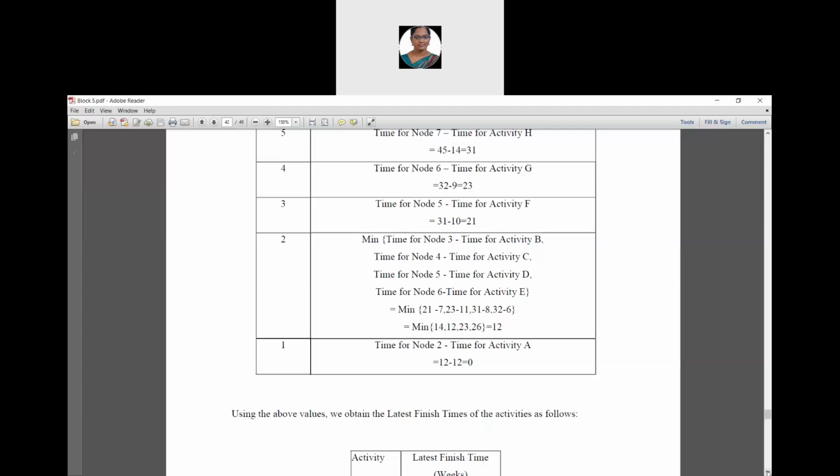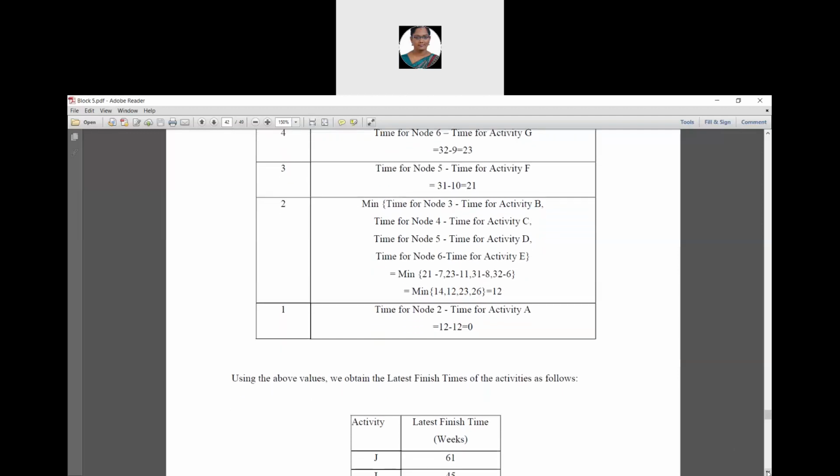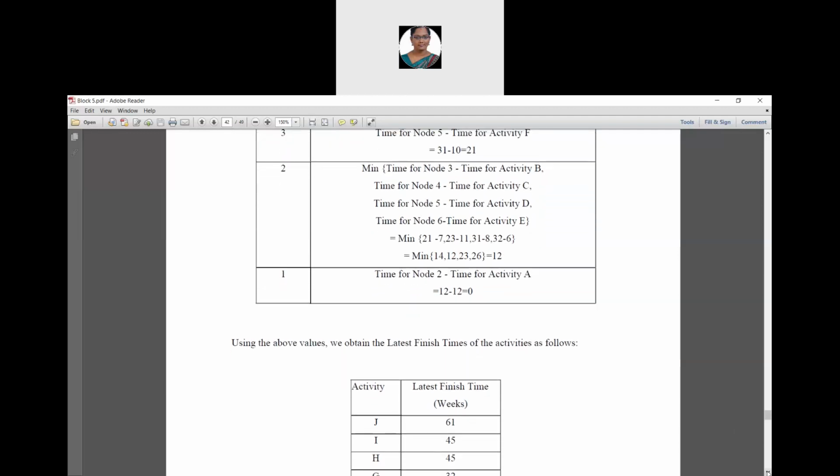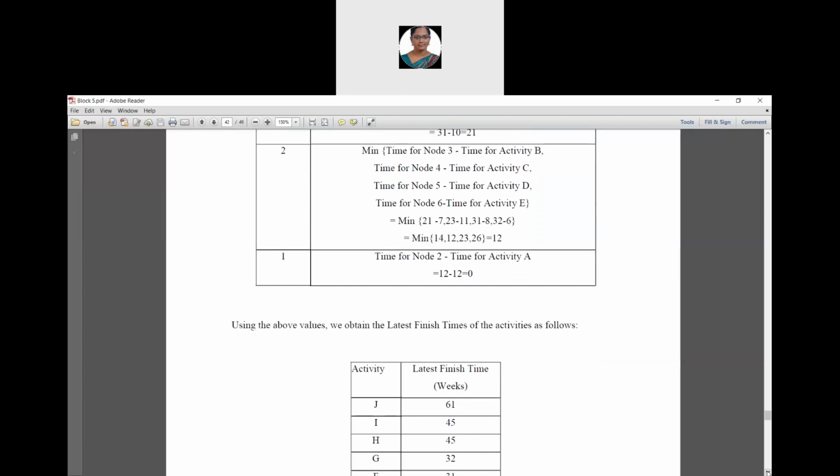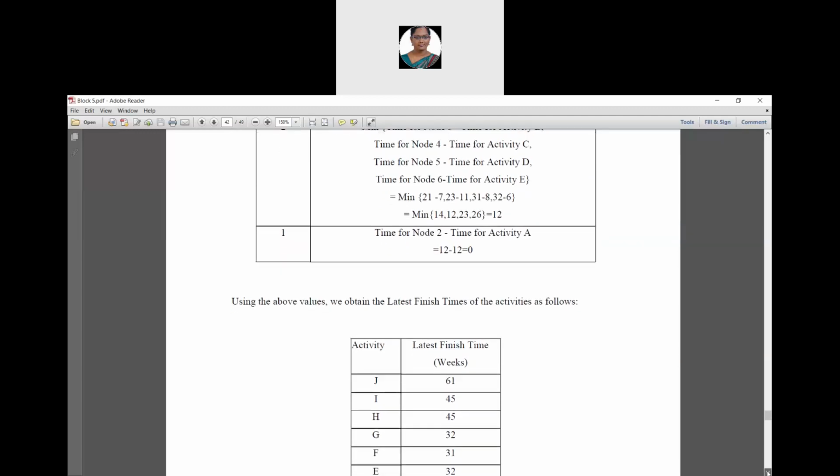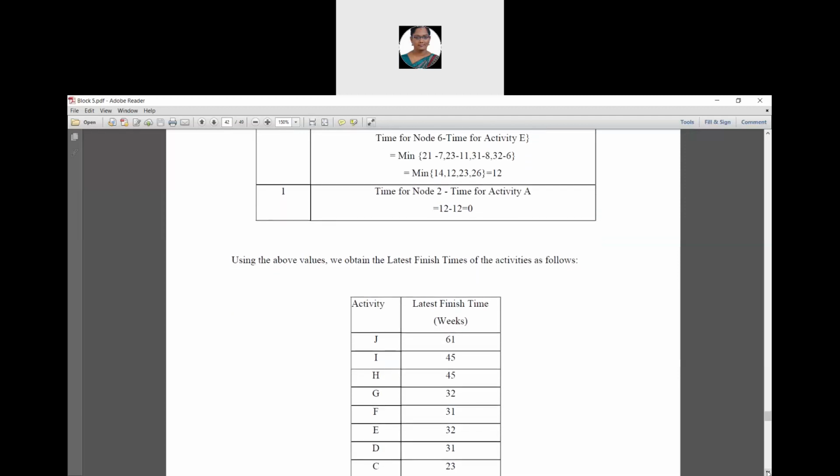Okay, for node 1, we have to find the difference between the latest finish value of node 2 and the time for activity A. So 12 minus 12 is 0. If the latest value for node 1 becomes 0, then only our calculation will be right. Otherwise we made a mistake in that calculation. So keep this in your mind. Okay, this is the most important hint for you.